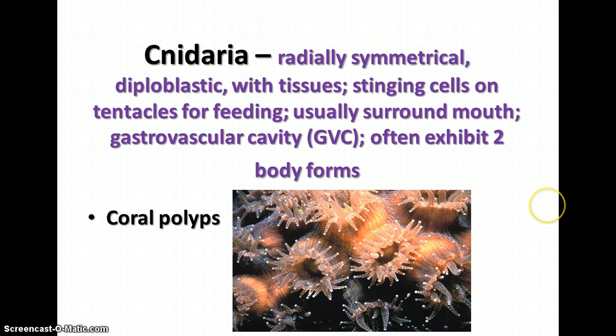And they often exhibit two different body forms. The picture you see here on this slide are coral polyps. These are the actual coral animals that make the coral skeleton that you see when you look at a coral reef. Each one of the little pits in the coral has one of these little animals in it, and they're basically like little miniature sea anemones, very, very similar in structure and shape.